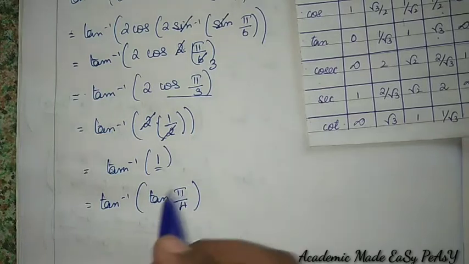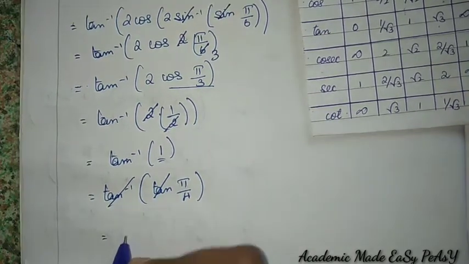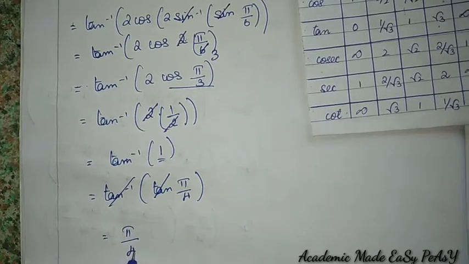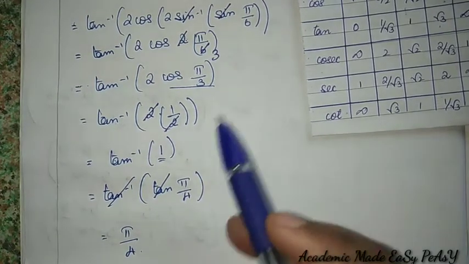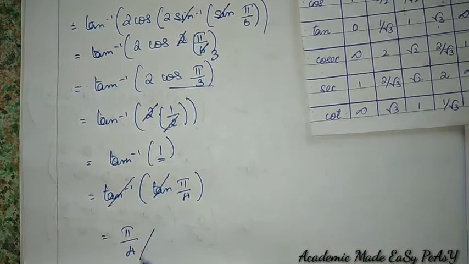So this one I have got. Tan inverse and tan will get cancelled. What will be my final answer? Pi by 4. So the value of tan inverse 2 cos 2 sine inverse 1 by 2 is pi by 4.